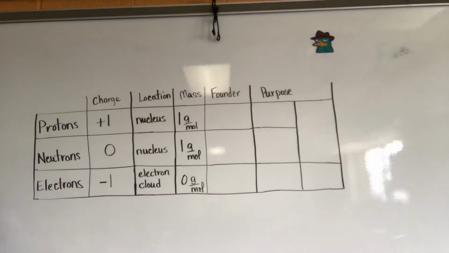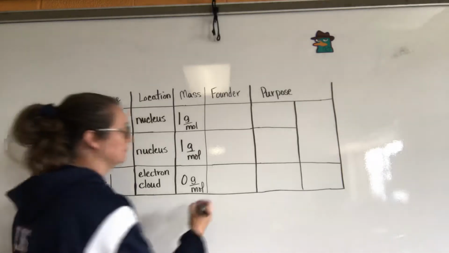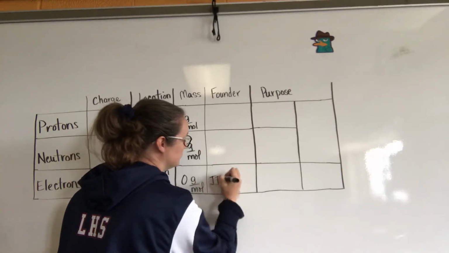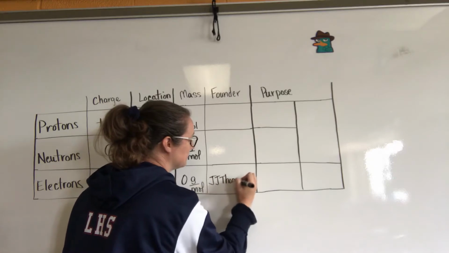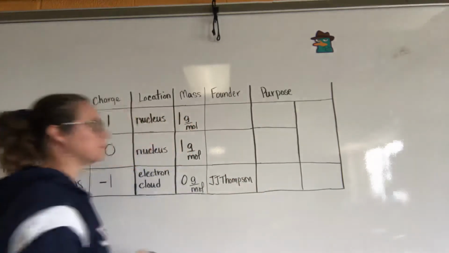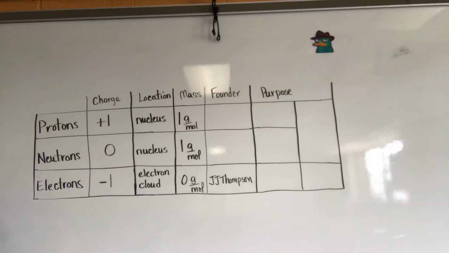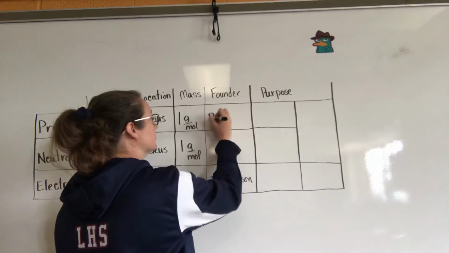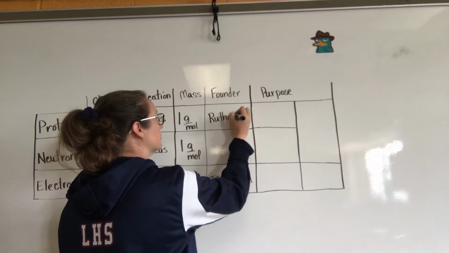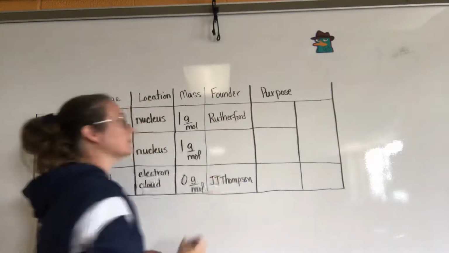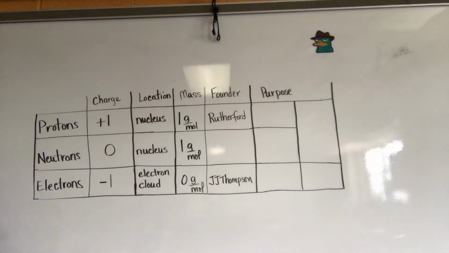Through our scientists, we do have some gentlemen who came through and helped discover these 3 particles. The first one discovered was the electron by J.J. Thomson. The second one was the proton. It was discovered by Ernest Rutherford. And then we have our third one, the neutron, that was discovered by Sir James Chadwick.